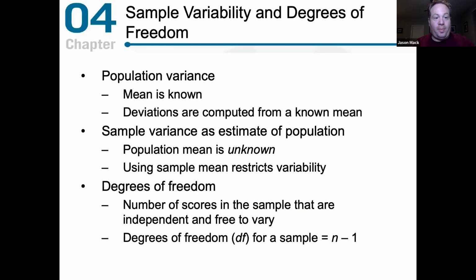So remember, for population variance, the mean is known. Deviations are computed from a known mean. Sample variance is an estimate of the population, which is unknown. Using the sample mean restricts variability. Degrees of freedom is the number of scores in the sample that are independent and free to vary. Degrees of freedom for a sample equals n minus 1.